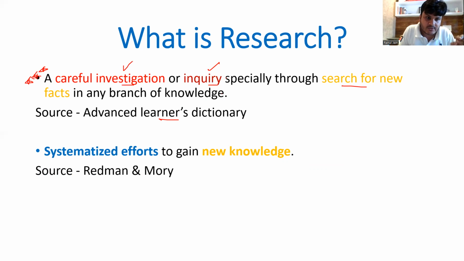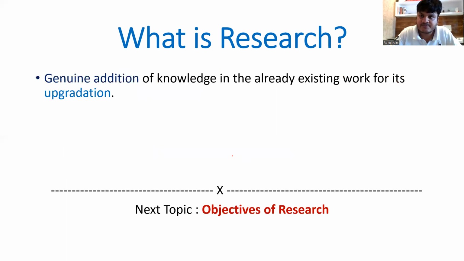Now, according to Redman and Mory, research is a systemized effort to gain new knowledge. Let's say some unsolved problems are there, like the origin of Earth, and many other kinds of unsolved problems. To solve those problems, the systemized effort that we put in to gain some new knowledge is also called research.